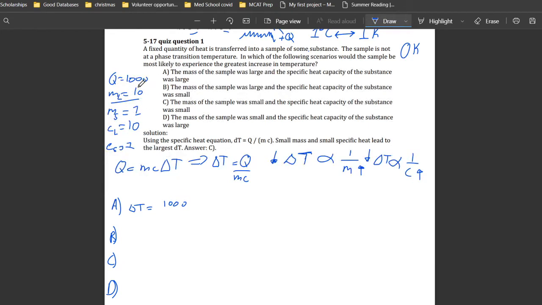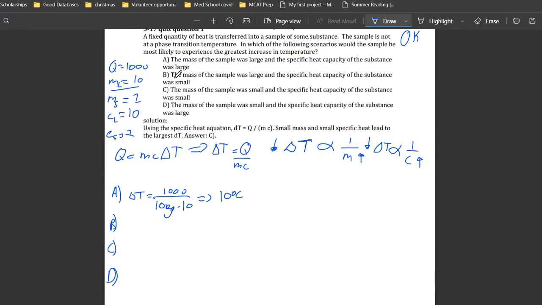So we're using that fixed energy input into the system that's mentioned in the problem, divided by mass, which we said the large mass would be 10 kilograms, times the large specific heat capacity, which we just said is 10, and that comes out to a change in temperature of 10 degrees Celsius or 10 Kelvin, depending on the units that you input.